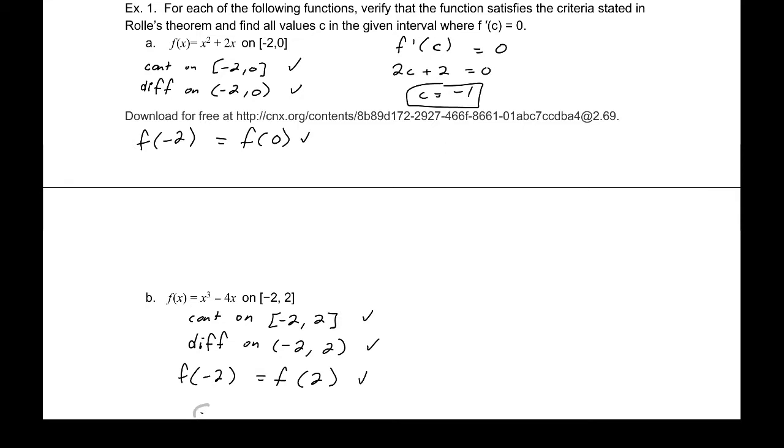So we will take f prime of c, set it equal to 0, and find the values of c. That would be 3c squared minus 4 equals 0. Adding 4 to both sides, dividing by 3, and then taking the square root, we get c equals plus or minus 2 over the square root of 3. The square root of 4 is 2, and the square root of 3 is the square root of 3. So those are our values of c that we're guaranteed by Rolle's theorem.